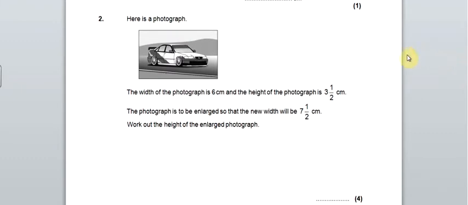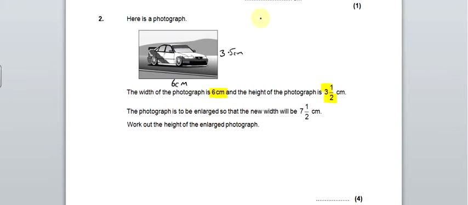Question 2. Here is a photograph. What a lovely photograph that is. But everyone wishes they had a car like that. So the width of the photograph is 6 centimeters and the height is 3.5. So I'm tempted to write that on really. So that's 6 centimeters and that's 3.5 centimeters.